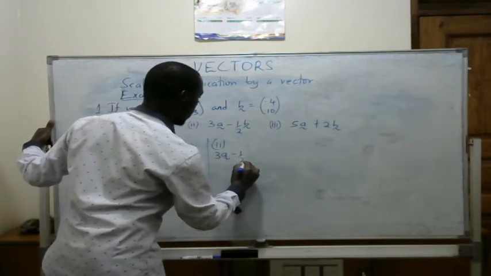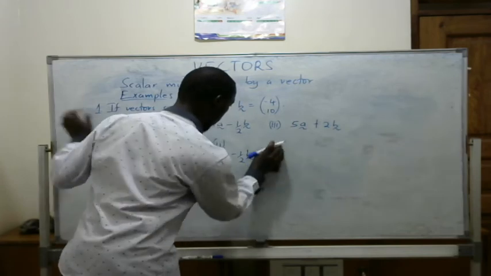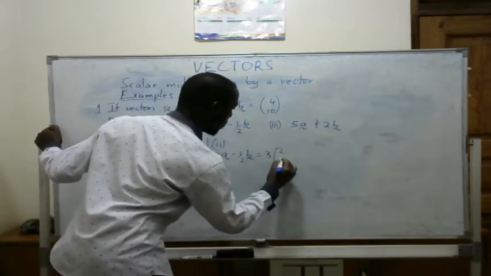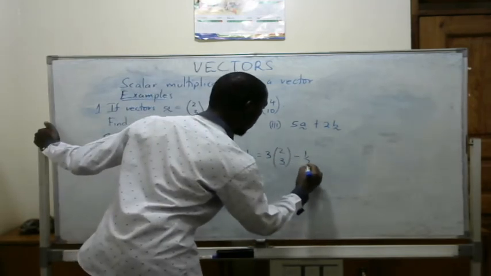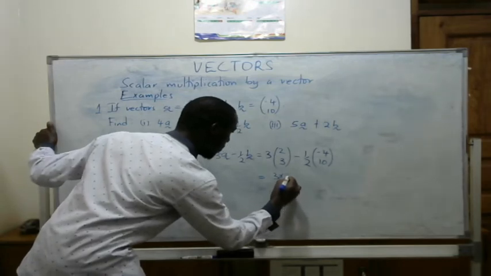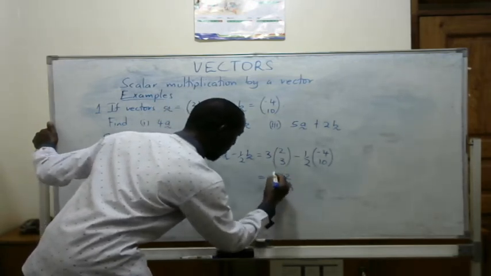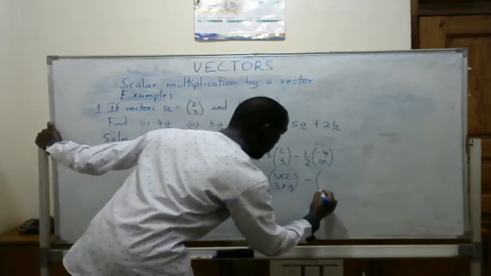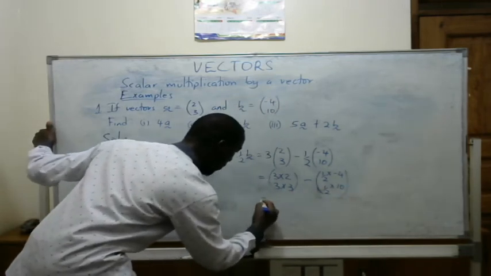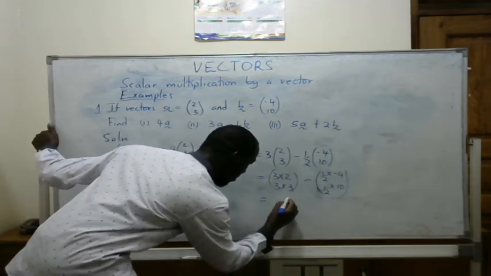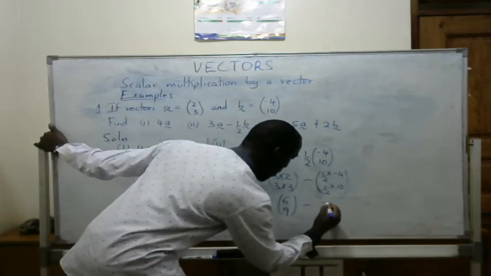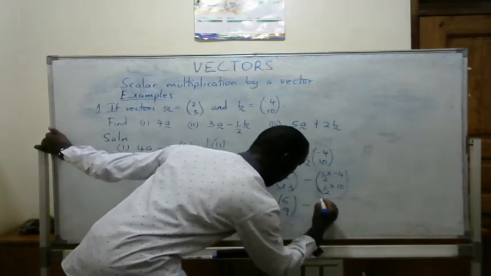Then I can go to my Roman 2: 3A minus a half vector B. I'm going to first substitute 3 times my vector A, which is (2, 3), then minus a half vector B, which is (-4, 10). So this is going to be 3 times 2, then 3 times 3, minus a half multiplying the -4, then a half multiplying the 10. So this one is going to be equal to (6, 9) minus (-2, 5).